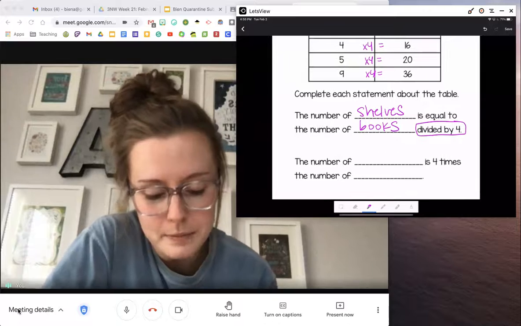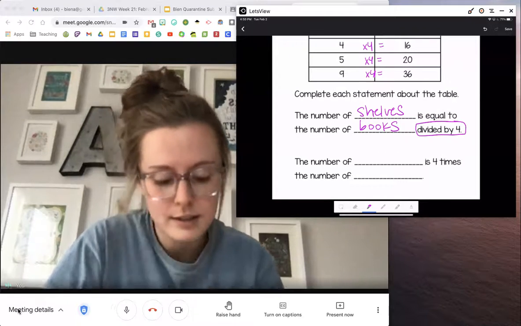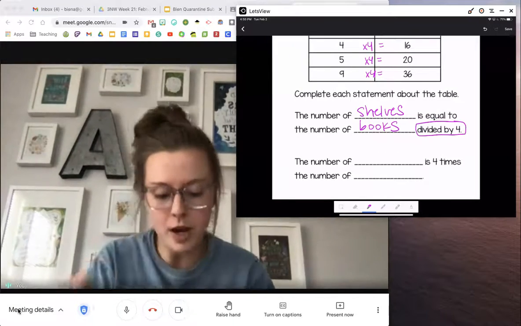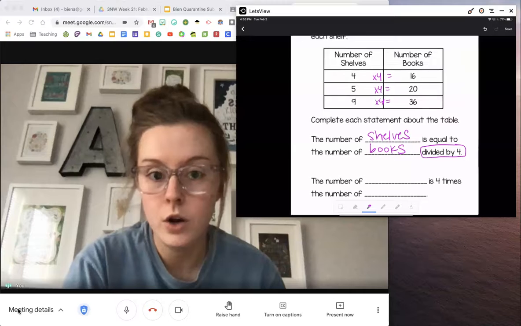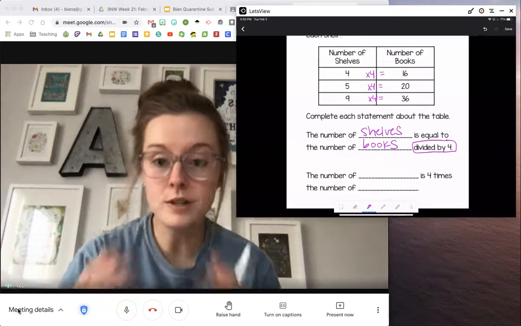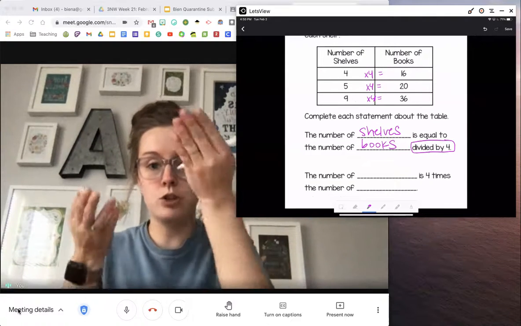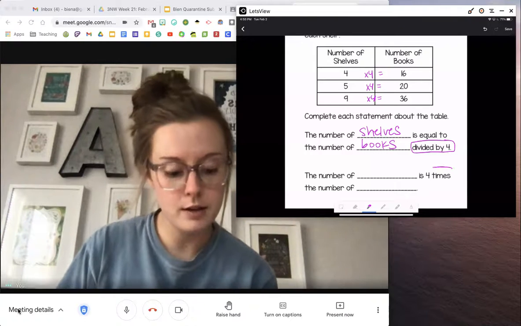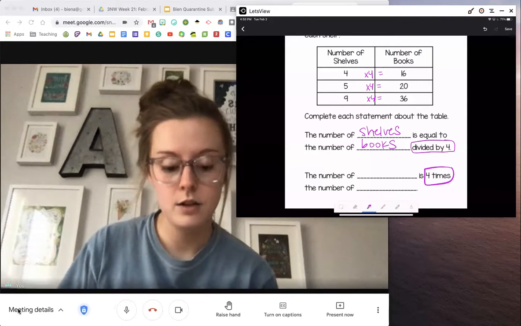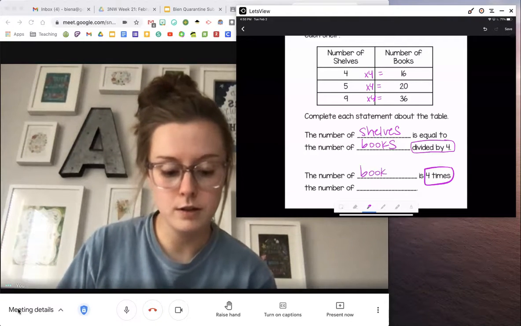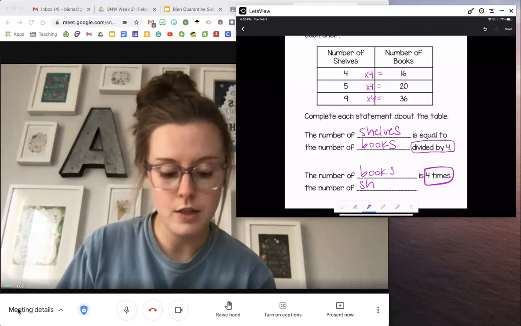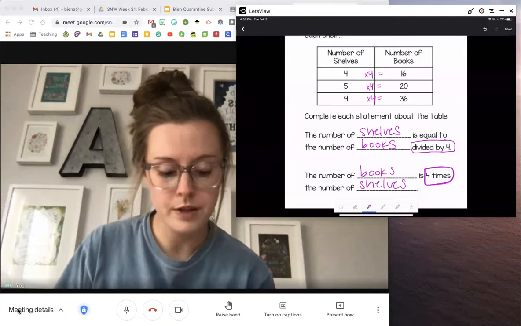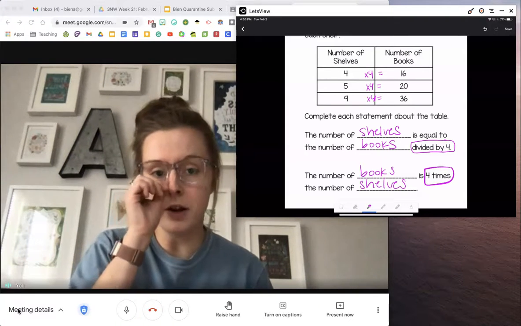Okay, look at the bottom. The number of blank is 4 times the number of blank. Oh, so they just want us to flip it. We divided the first time, so it was shelves and books. So if we're multiplying, we're going to flip it. Now how should we say it? Books and shelves. The number of books is 4 times the number of shelves.